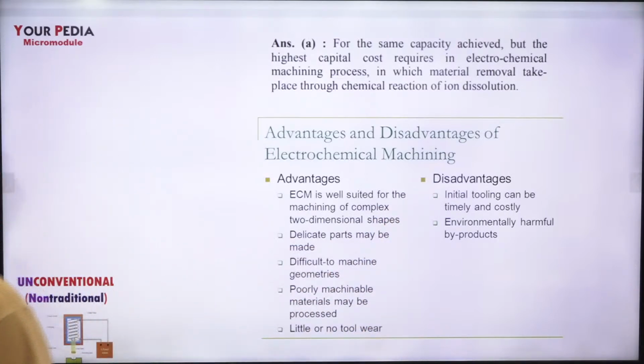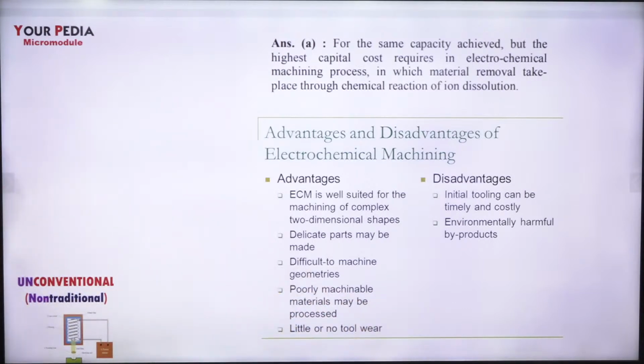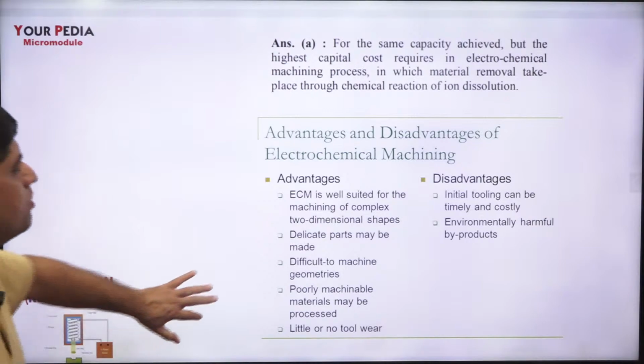Like in electric discharge machining, tool wear is there, in ultrasonic machining also it is there, but in electrochemical machining tool wear is minimum. So where do you get minimum tool wear? You can say in electrochemical machining we get the minimum tool wear.